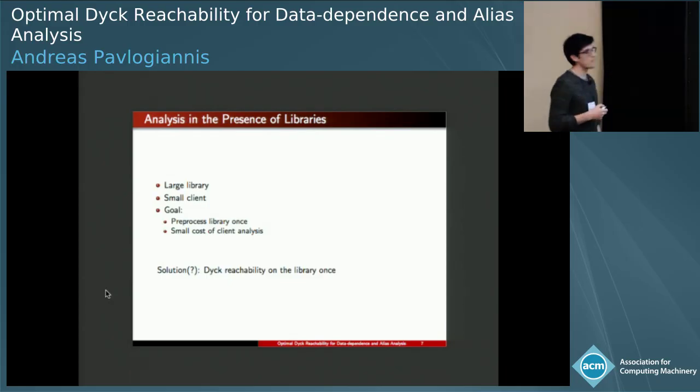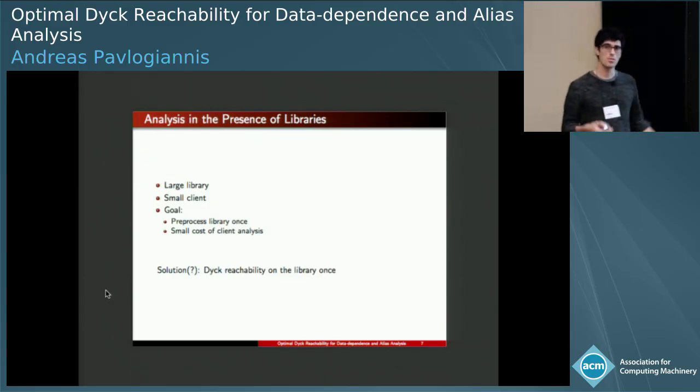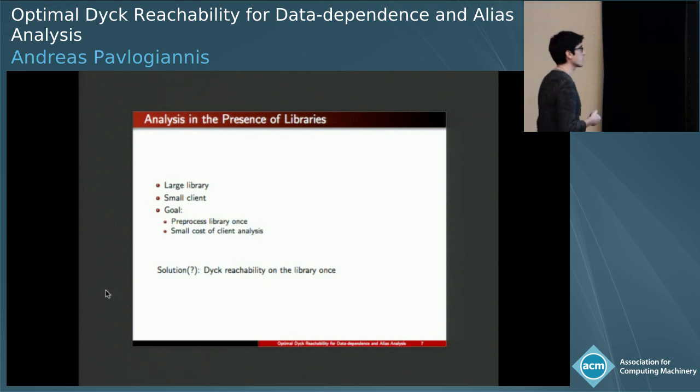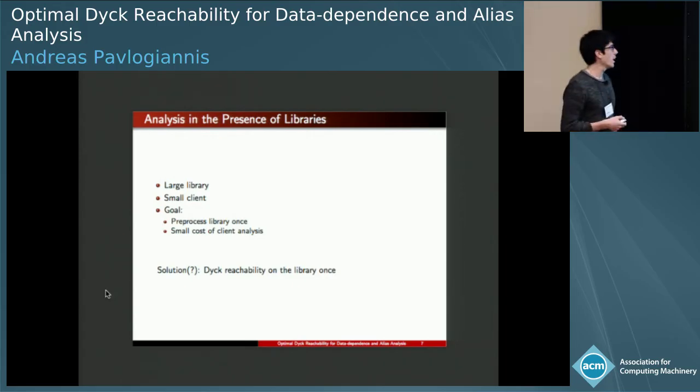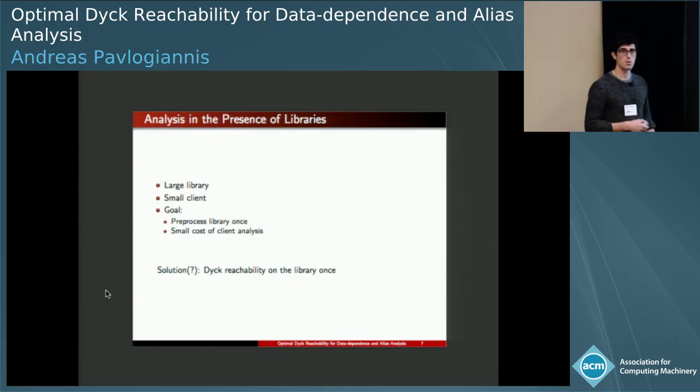But since these libraries are huge and they are used multiple times, one appealing approach here is to try to perform the analysis on the library side once and create some kind of summaries. And when you plug in your client code, you use only this summary information to analyze your client, hopefully avoiding the cost of reanalyzing a huge library. Now, there are reasons why this doesn't always work.